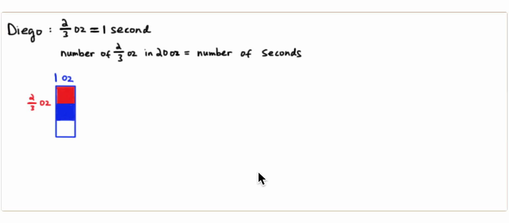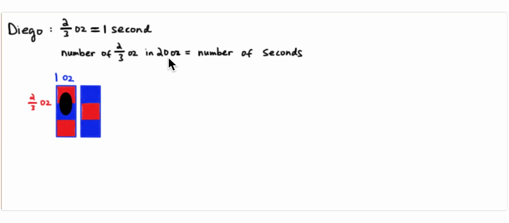Now Diego is a little bit tougher because it's a little bit harder to see the fraction 2/3 and how many of those 2/3 are in his 20 ounces. That's the division problem, 20 divided by 2/3. Once you know how many 2/3 there are in 20 ounces, that's the answer. That's how many 2/3 ounces there are, that's how many seconds it takes him to drink that drink.